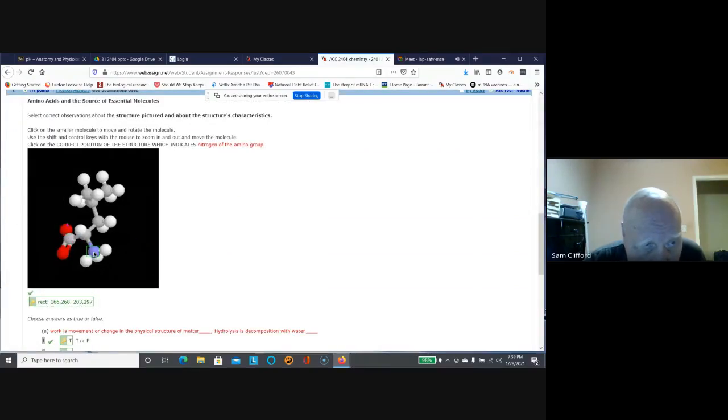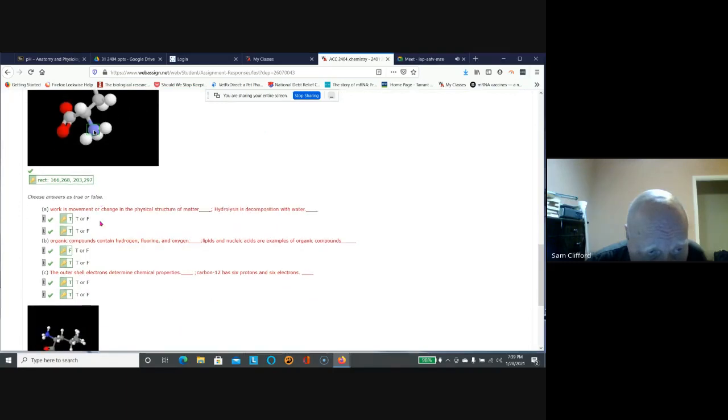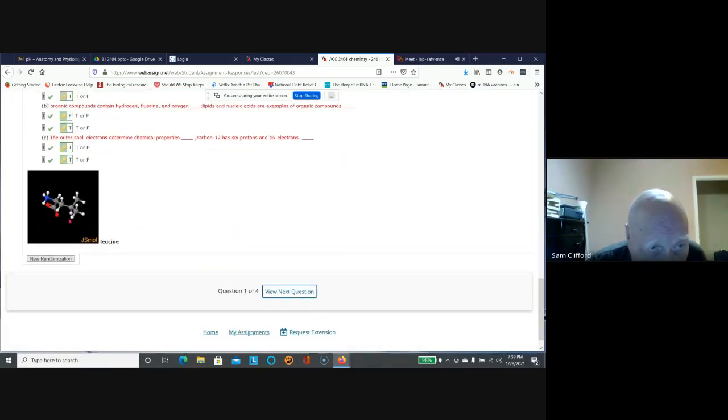Again, here's the carboxyl group. This is oxygen, carbon, and this is oxygen. This is the nitrogen of the amino group. The rest of the molecule is hydrocarbons. This is hydrogen, and this is carbon. So we go down to our little diagram here, and we can make it bigger or smaller. This is the amino group. That's nitrogen. This is the carboxyl group. This is carbon. Oxygen double bonded.